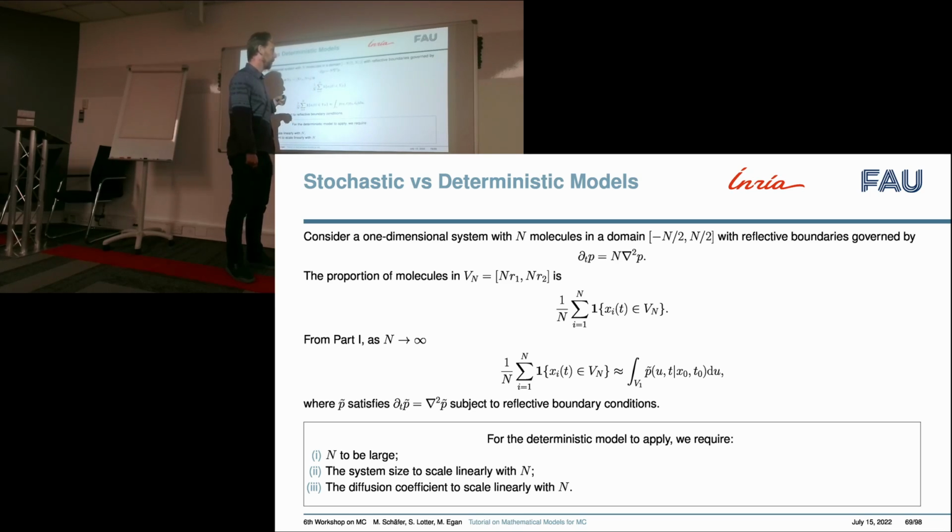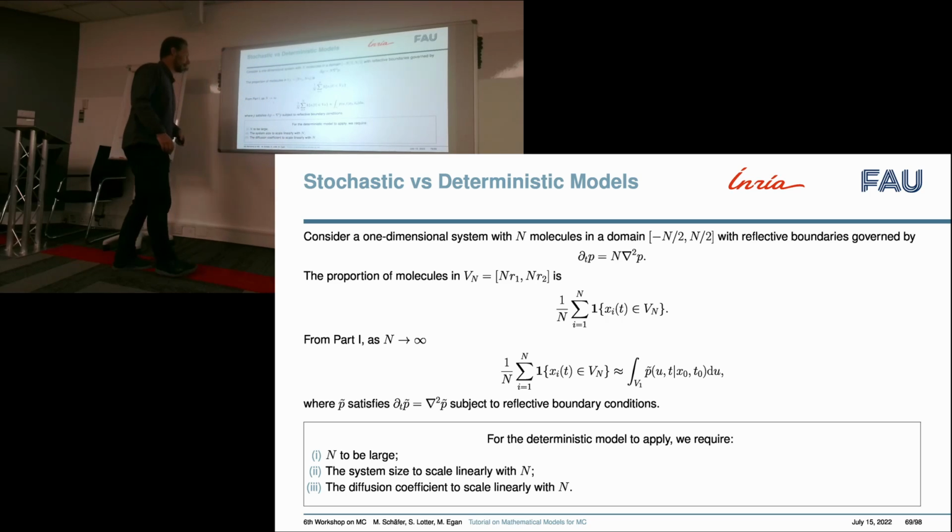The evolution of molecules in the system is going to be governed by this Fokker-Planck equation, where the diffusion coefficient is also going to scale with the number of molecules n. Okay? So what we're doing here is that we're increasing the number of molecules, and at the same time increasing the length of the channel, and at the same time increasing the diffusion coefficient, so essentially they can move more easily throughout the channel.